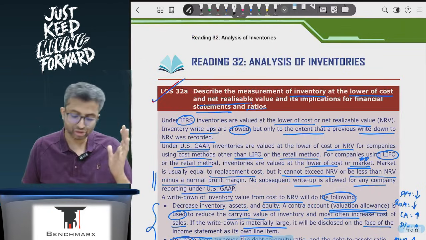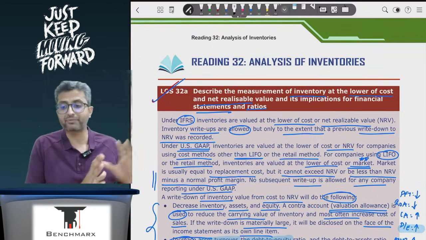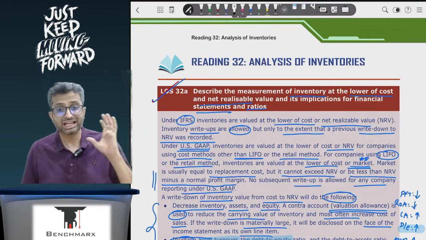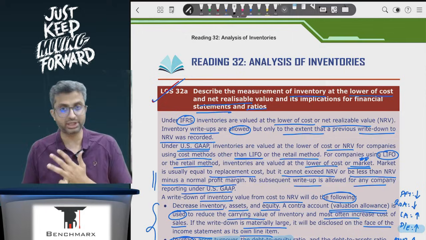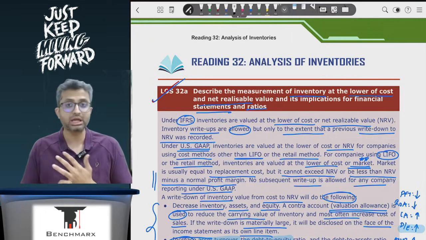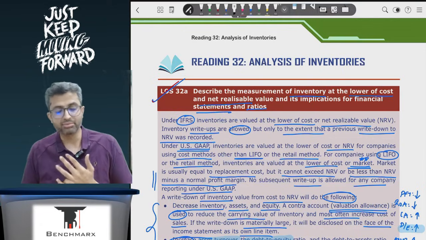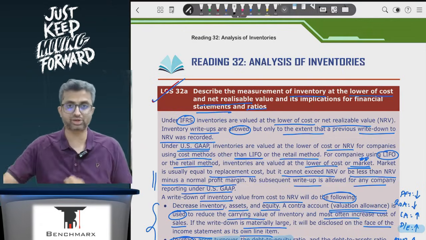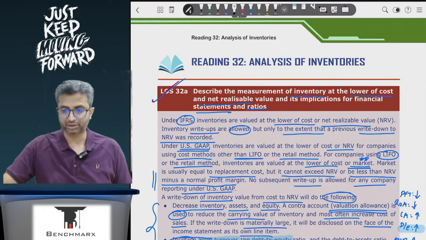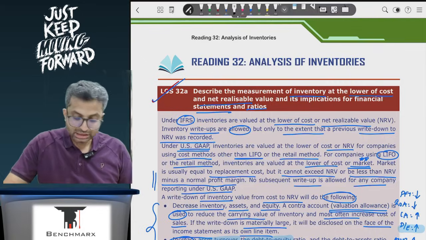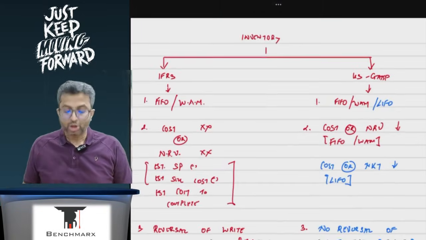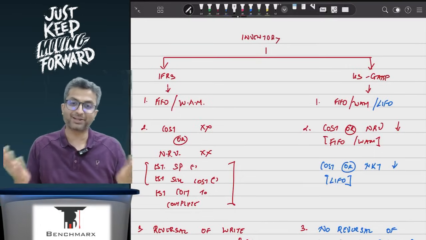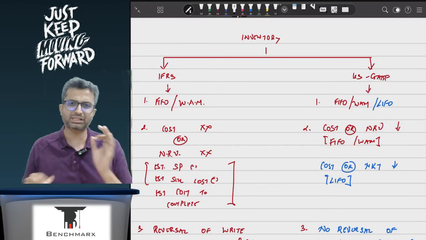So your first section of FSA, the introduction, is now done. The next section, from the next 4 readings, is analysis of inventory, then long-lived assets, then liabilities, and taxes. In my opinion, this is the most important section from your Level 1 perspective. So let us jump into inventory. There is some difference between IFRS and US GAAP, so let us first get into that.